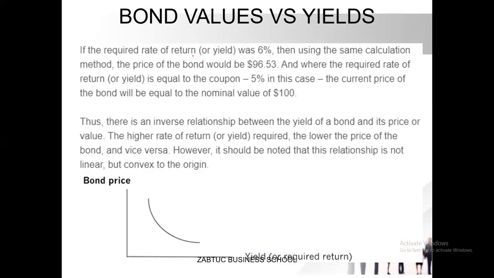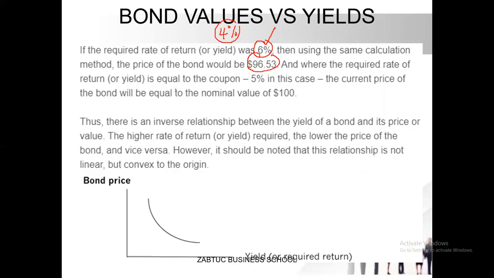If the required rate of return or yield was 6%, if now you discount at 6%, remember earlier on the yield was at 4%. So we're saying if now the discount rate increases to 6%, using the same calculation method, the price of the bond was 96.53. It will now drop.